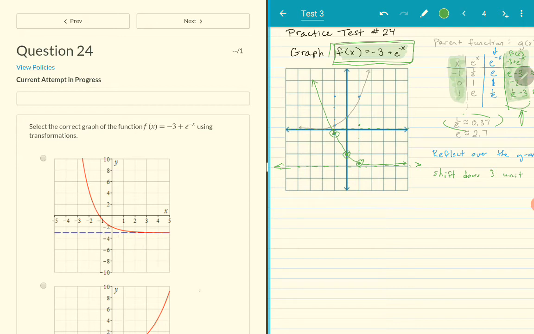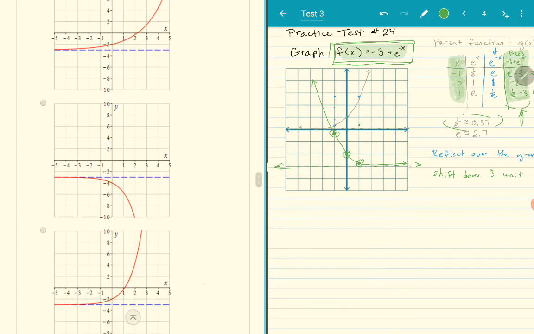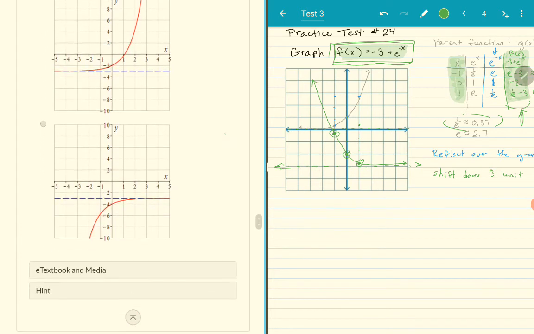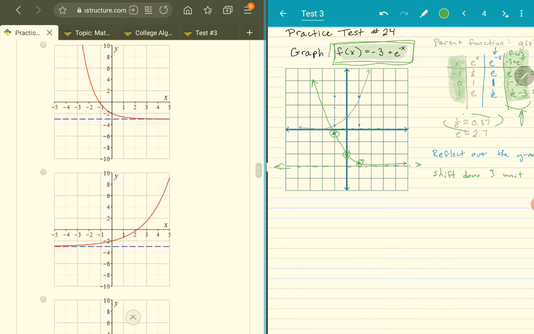Let me just see if there's any graph that's similar. All the other graphs are way off. So that is my winner. Okay.